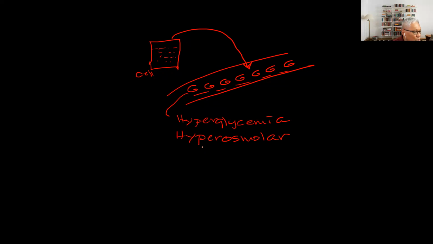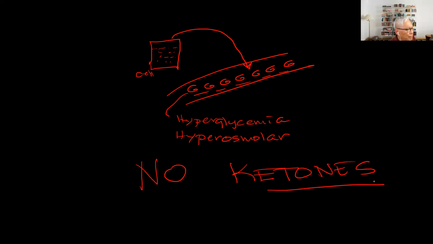And this results in the problems that are going to be experienced, but there are no ketones produced. Why are there no ketones produced in this particular state? Because the patient still has some insulin. He is able to produce some insulin, and therefore the movement of glucose into the cells continues.